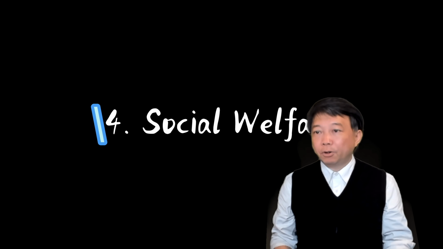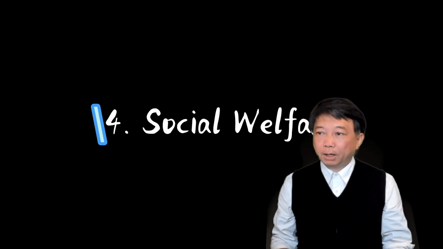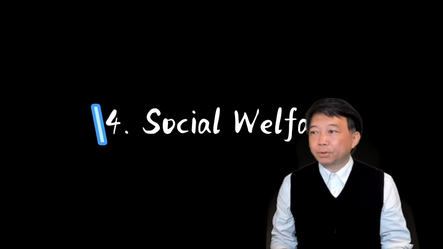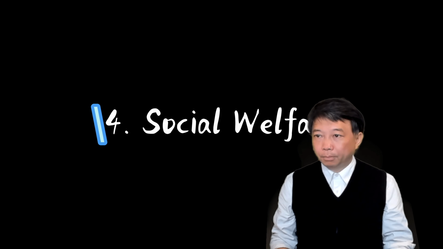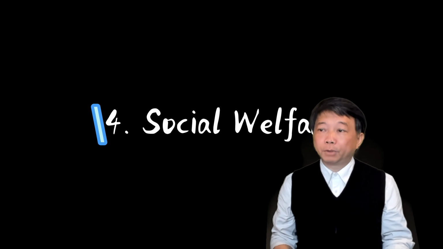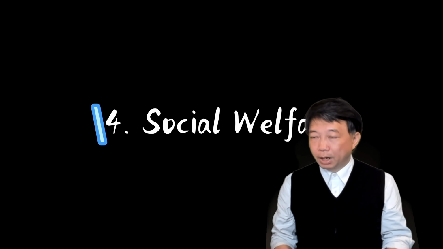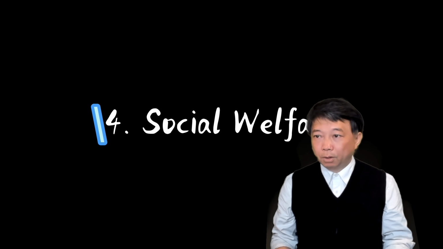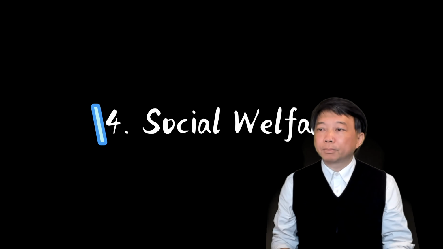Social welfare. In introductory economics, social welfare is the sum of consumer surplus and producer surplus. The government's income should be included as part of the social welfare when we discuss the effects of tariffs. So, social welfare is the total of the 3 components.